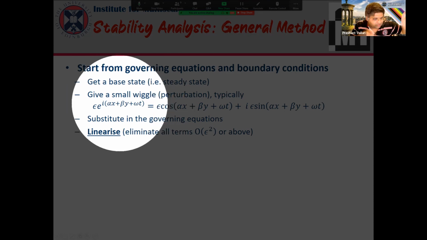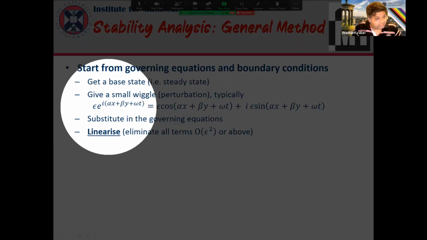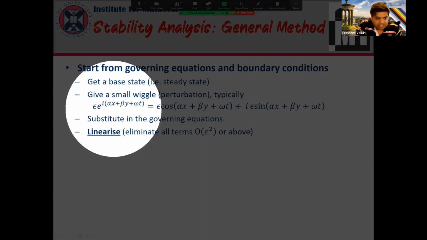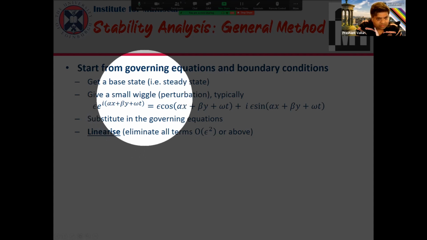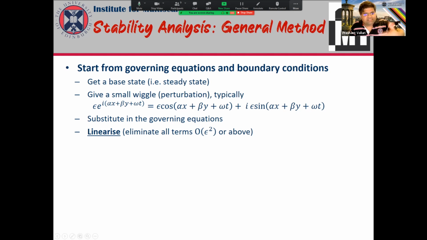So if X and Y are your span-wise and stream-wise directions, then alpha is the growth rate in X, beta is the growth rate in Y. So these are the spatial growth rates. And then obviously waves also grow in time. So you also have the omega t here. So this is the growth rate in time. Omega is the growth rate in time. So your waves can grow both in space as well as time.